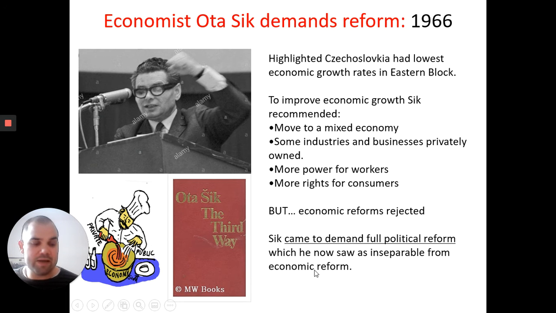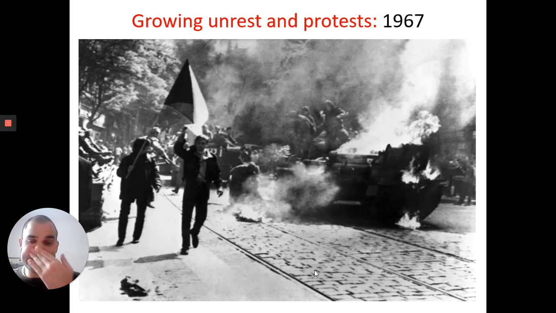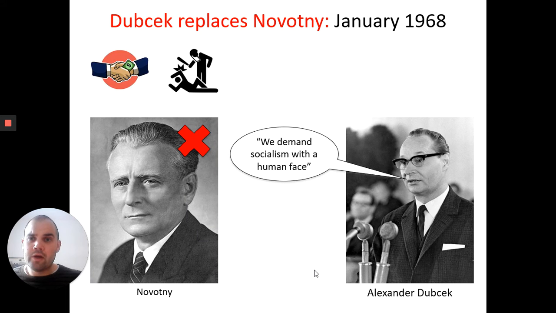Now, his demands became very popular. Over 1967, you have these growing protest movements in Czechoslovakia, up until the point of actually having street demonstrations, which resulted in clashes with the police and the army. And in 1968, at the very beginning in January, the Soviets decide, right, we've got to control the situation. This is getting a bit out of hand.